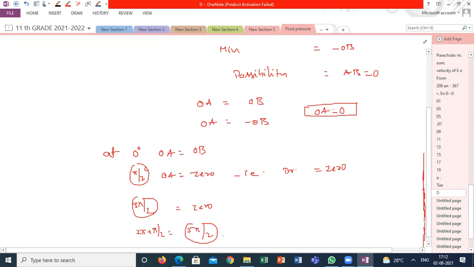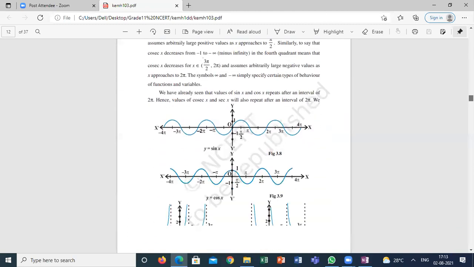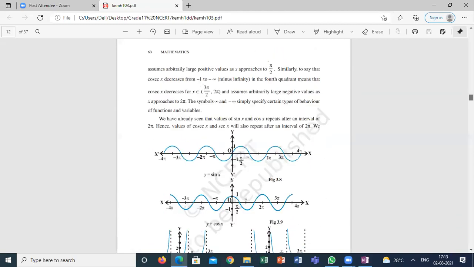So how can we write the domain of the tan function? All real numbers minus (2n plus 1) times pi by 2.